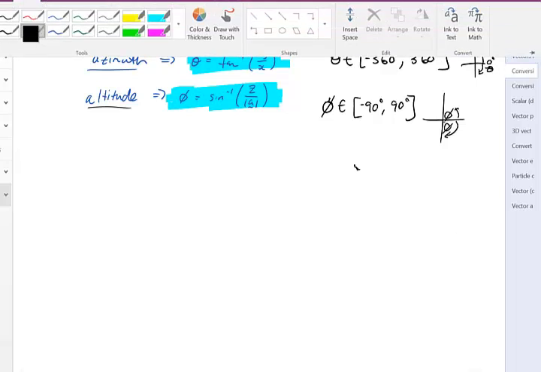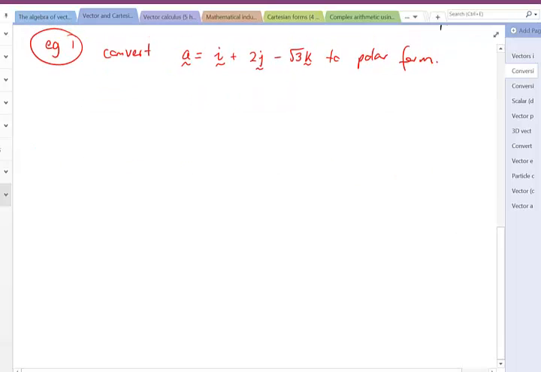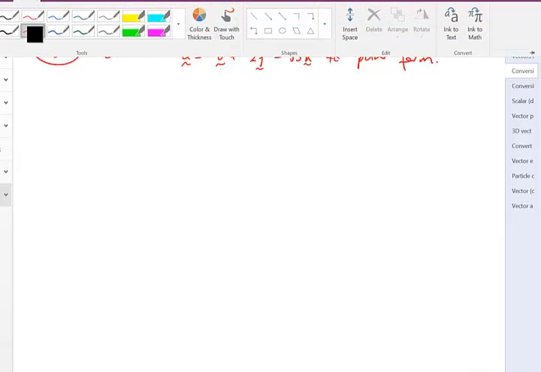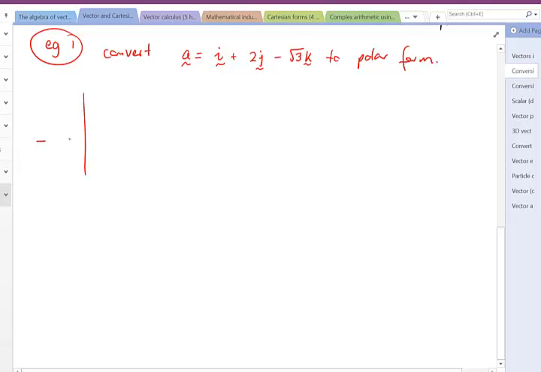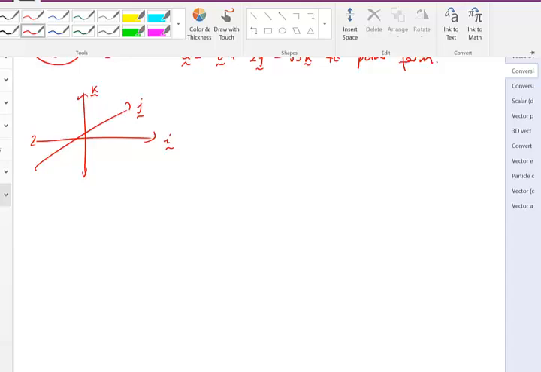All right, we'll look at a couple of examples. In this simple example, we're looking to convert the vector A, which is 1 in the i direction, 2 in the j direction, and negative √3 in the k direction, to polar form. It doesn't hurt to sketch this out first. A rough sketch is fine. It gives us an idea of where everything sits.